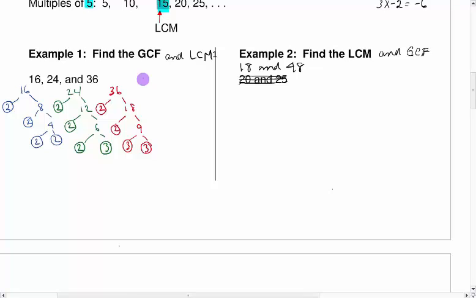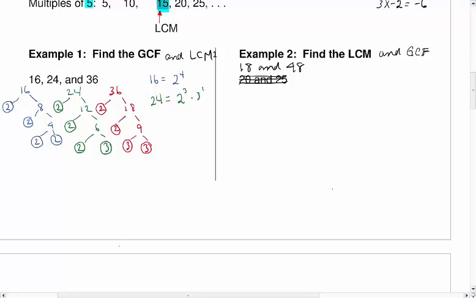And then what we're going to do off to the side here is write each of our numbers as a product of its primes in exponential form. So 16 becomes 2 times 2 times 2 times 2, which is 2 to the 4th power. 24 is 2 times 2 times 2 times 3, so that is 2 to the 3rd power times 3 to the 1. And generally, I wouldn't ask you to put the 1 there, but I'm just going to leave it there because we'll come back to it later.